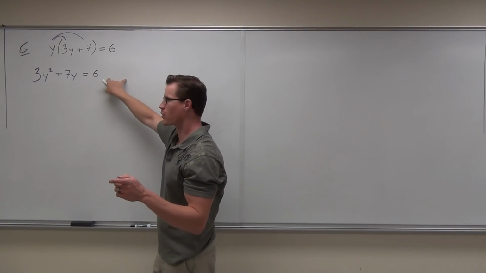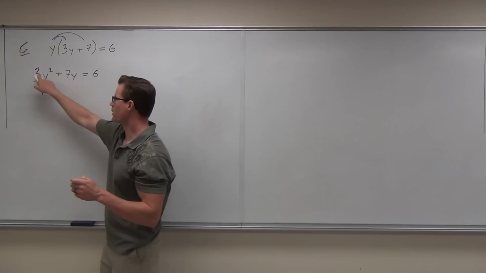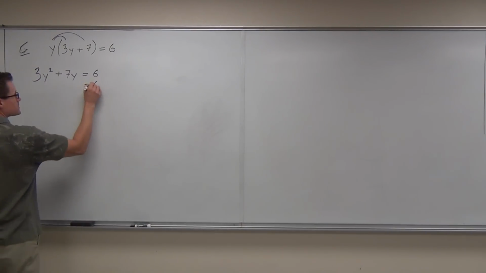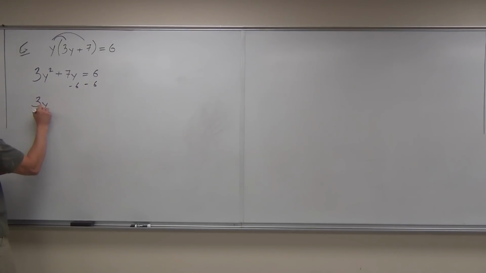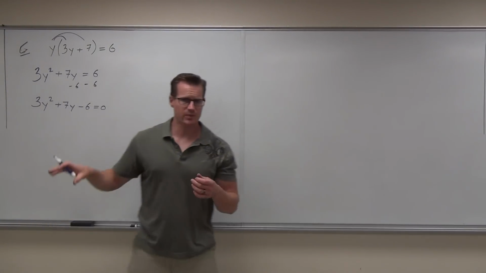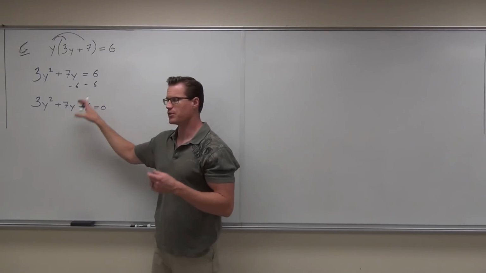It is in order, but more importantly, say that again. Positive. Yeah, we want to keep that positive. If I start subtracting, it's going to change the sign. So let's subtract the 6, and we get our 3y squared plus 7y. We want to keep it in order. Minus 6 equals 0. This, ladies and gentlemen, is what every quadratic should look like before you start factoring.